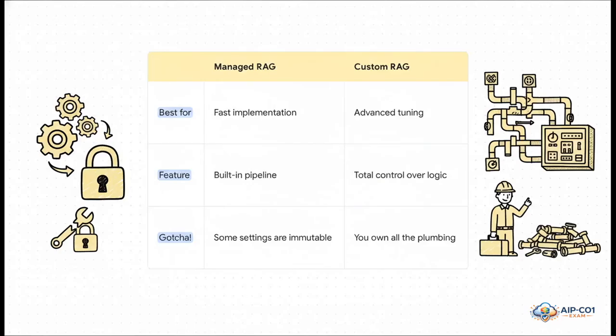Now, if you're thinking about building this, you'll come to a key fork in the road. On one side, you have managed RAG services. They're super fast to set up and great for standard needs because they handle all the tricky parts for you. On the other side, you can build a totally custom RAG system. This gives you complete control for advanced tuning. Just watch out for the gotchas. With managed services, some things, like how you chunk your documents, might be locked in forever. And with custom, well, you're responsible for building and tuning the whole thing.